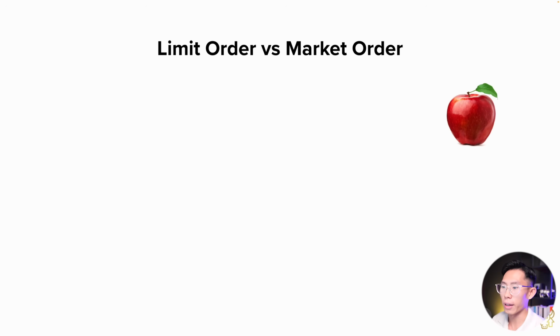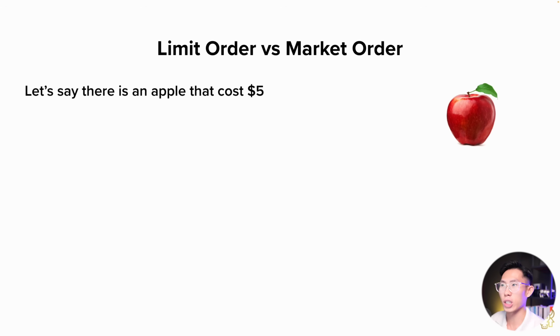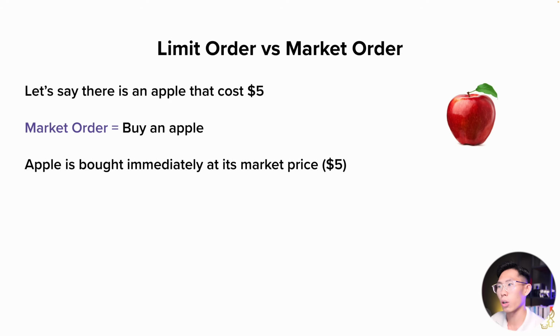Now, let's say there is an apple that costs $5, and this is just to help you understand the difference between a limit order and a market order. So the apple costs $5. A market order is you buy the apple right now at $5, right? You don't care about what the price is right now, you just buy. Okay, that's a market order. You execute at the current market price.